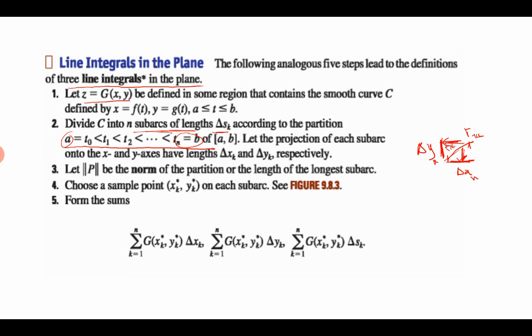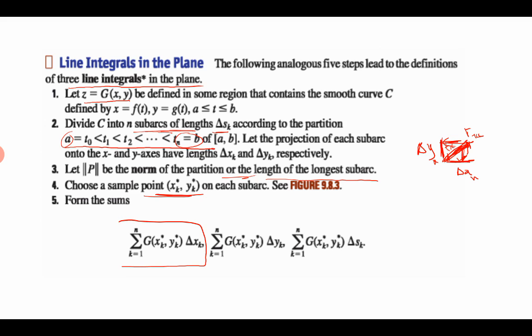Now P is the norm of the partition, I mean the length of the longest sub arc. Assuming the sub part we have taken is the longest one, we take a sample point on this arc, called xk star, yk star, and now let's form the Riemann sum.